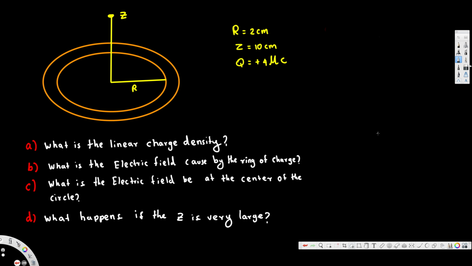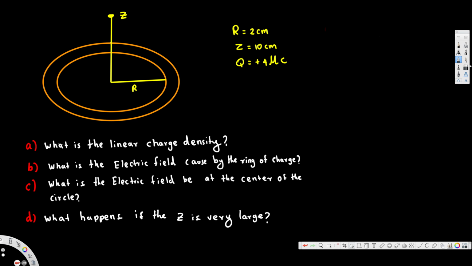Guys, let's look at this problem right here. Here we have a ring of charge and the charge is provided, plus 4 microcoulomb. The point of interest is z, that is at 10 centimeter from the center, and the radius of this ring is given by 2 centimeter. So these are the information available.